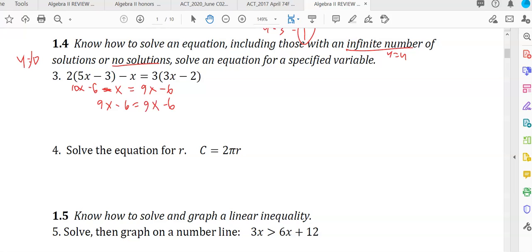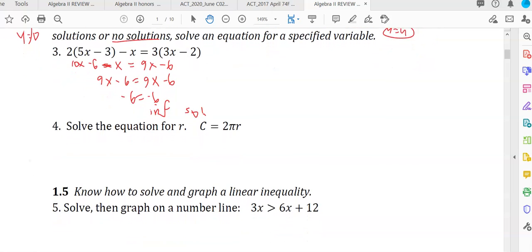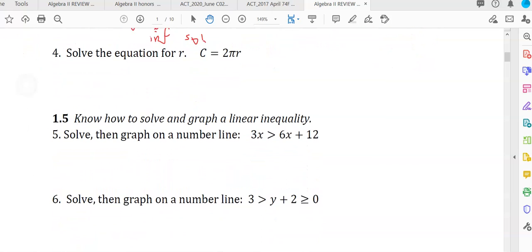You might just be able to stop at this point. You might know what the answer is. But if you don't, let's subtract 9x from both sides. We get negative 6 equals negative 6. That's a case of something equals itself, an infinite number of solutions. So infinite solutions there. If those two numbers were not equal, it would be no solutions there. Sometimes you get an actual solution. I'm not saying it's always one of those.